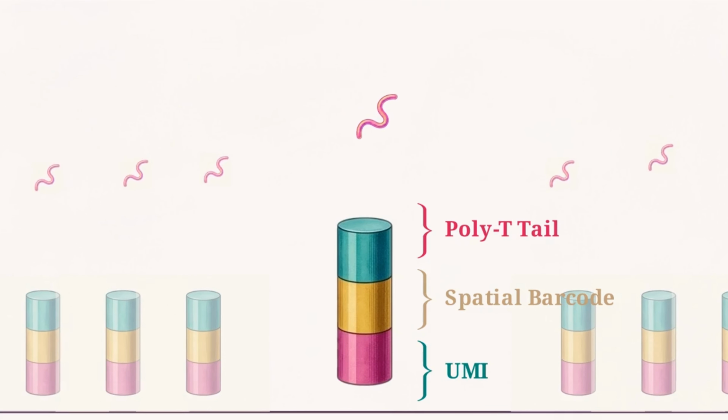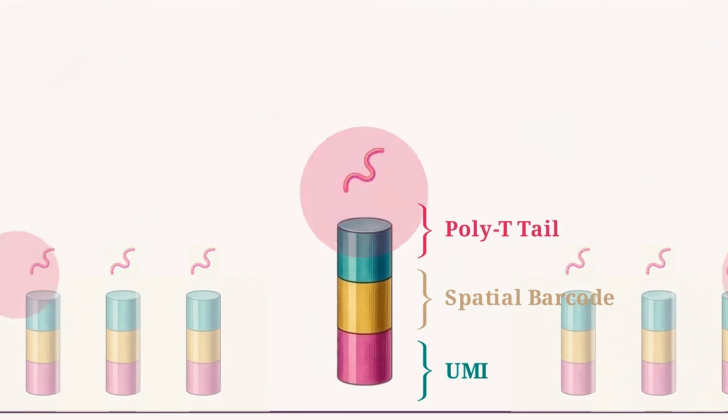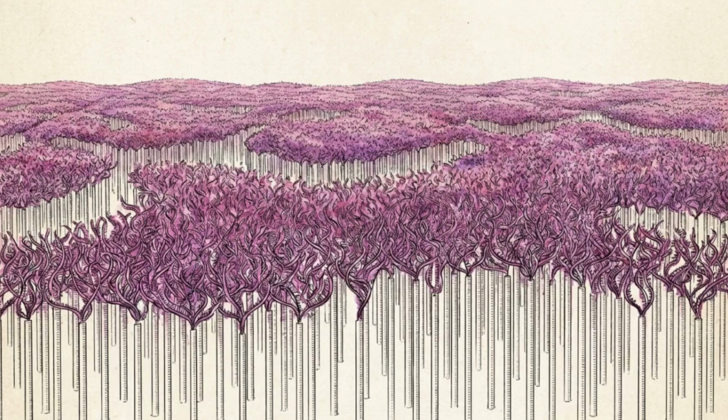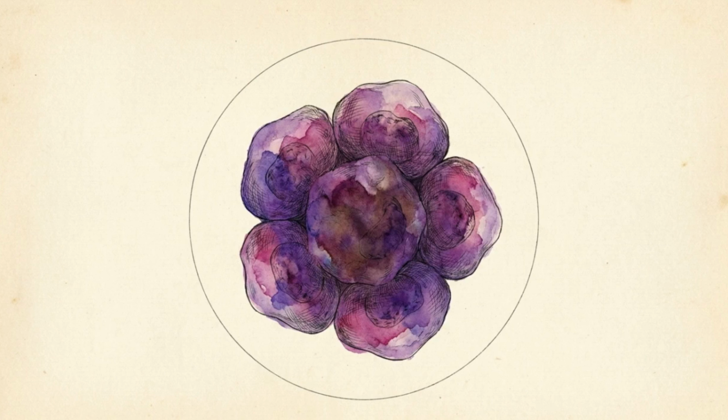To capture mRNA, the overlying tissue is permeabilized, releasing strands that diffuse downward and perfectly bind to the primer's poly-T tails. Because the poly-T tail catches any messenger RNA, this mechanism provides unbiased whole transcriptome coverage without needing pre-selected gene panels. The constraint is physical resolution. A 55 micrometer spot captures the combined transcriptome of roughly 1 to 10 cells, meaning it lacks single-cell precision.